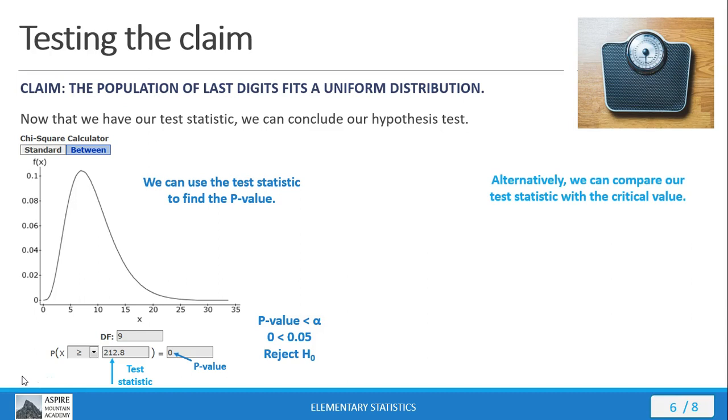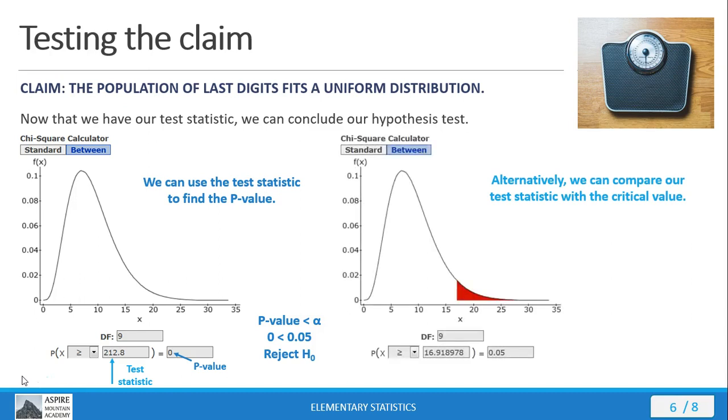Alternatively, we can compare the test statistic with the critical value. We get a critical value by putting in, again, 9 degrees of freedom and a 5% significance level for alpha, and then our critical value is what comes out, the horizontal value. So that red region is our critical region bounded by the critical value there on the left, 16.9. So alpha goes in, critical value comes out, and we can compare the test statistic with the critical value. 212 is a whole lot bigger than 16.9.